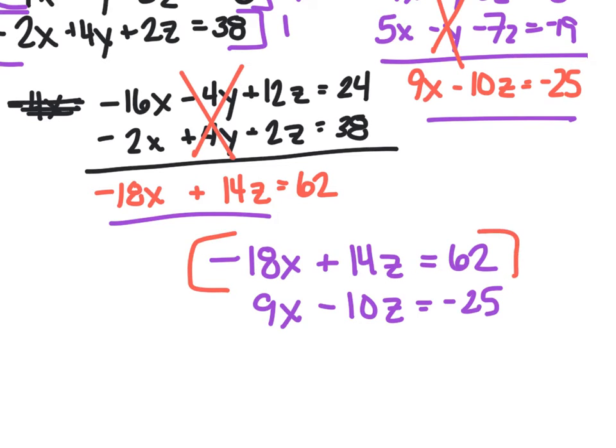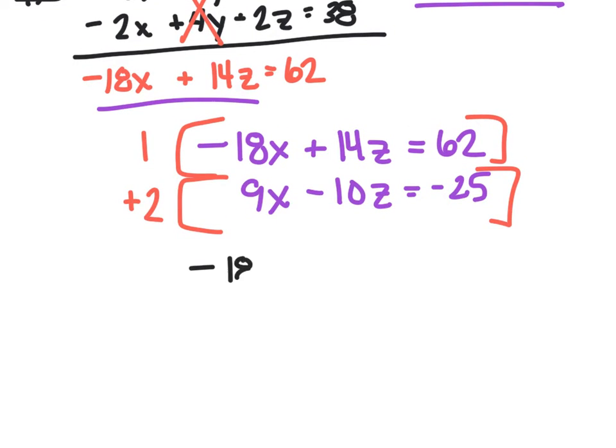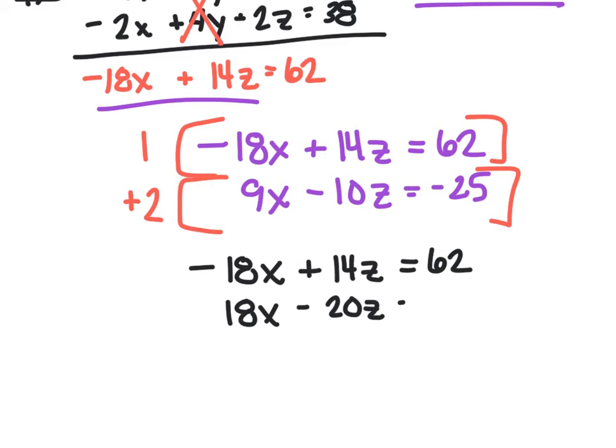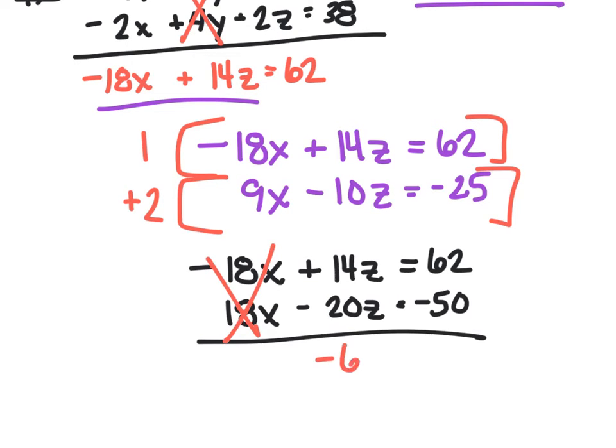I'm going to multiply, let's see, if I multiply this bottom row by -2, whoops, maybe a +2 would be a better choice. A +2, then I would get a +18 and a -18, and they would disappear. So I'm technically multiplying the top row by 1 and the bottom row by 2. So that's going to leave me with -18x plus 14z equals 62. And here I'm going to get 18x minus 20z equals -50. All right, slam, bam, those are gone. So I'm going to leave myself with -6z equals 12, divide by -6, and z equals -2.